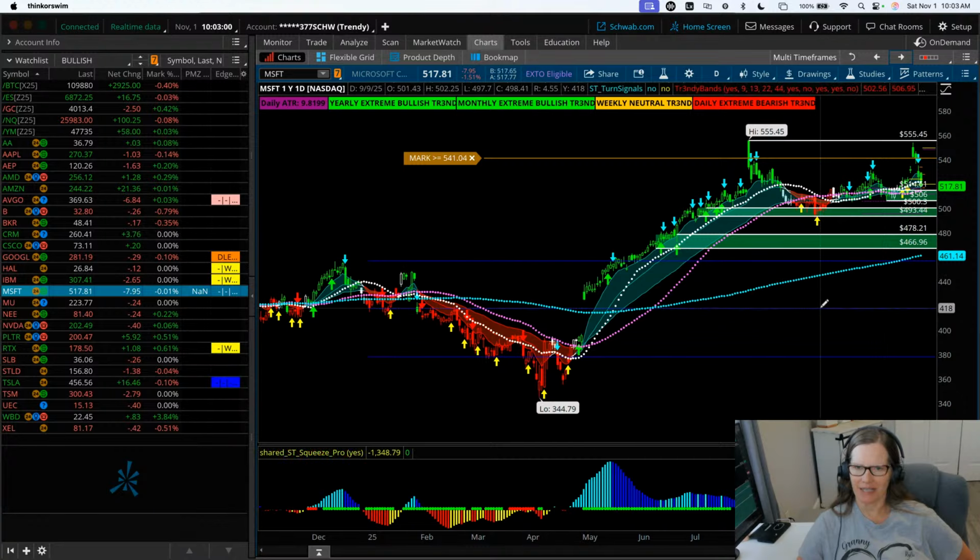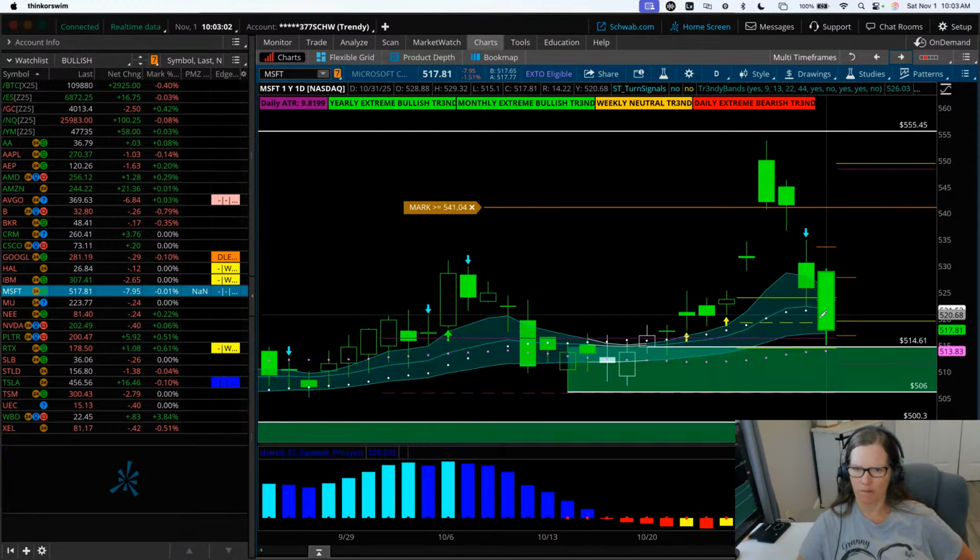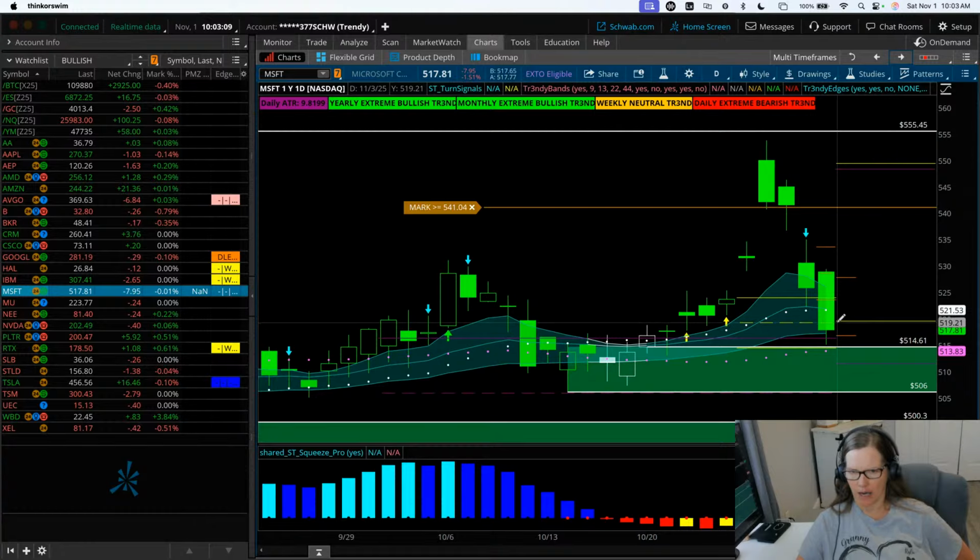Look at the daily chart as well. You're right at the bottom of the daily cloud. I would like to see Microsoft reclaim this lower weekly edge and then play MSFU back up to the upside. Okay.